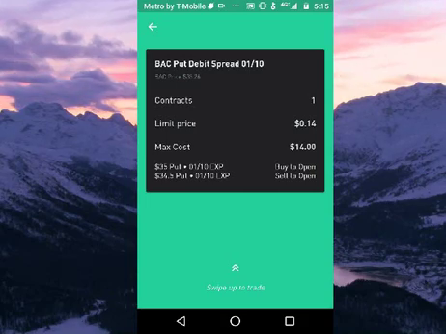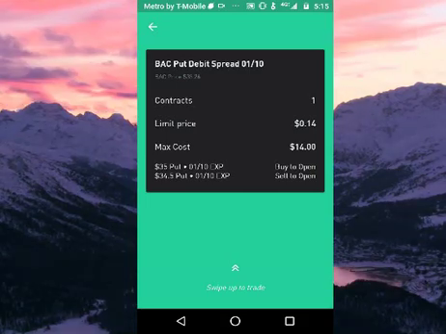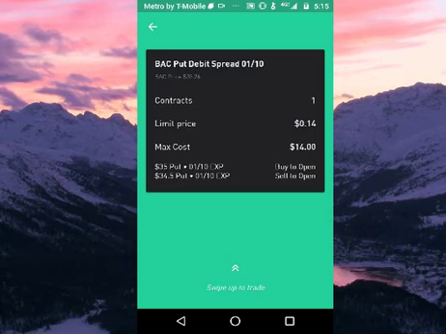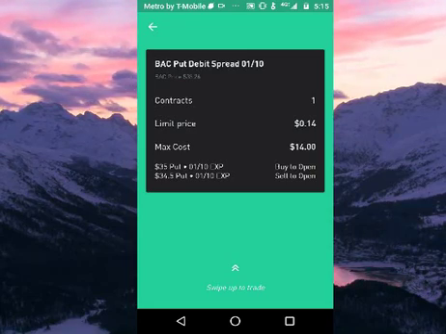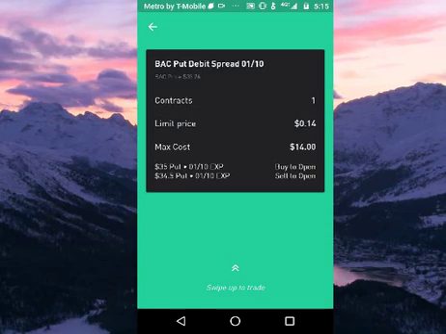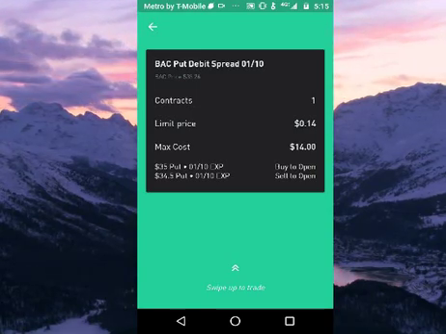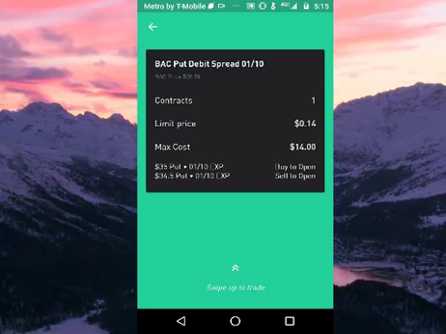So the maximum that we can make is going to be $36. Also, the break-even price is going to be calculated by subtracting the premium from the higher strike price, $35 minus 0.14, the limit price. It's going to give us $34.86. Now let's go to the options profit calculator to see the projection of how our position is going to do.